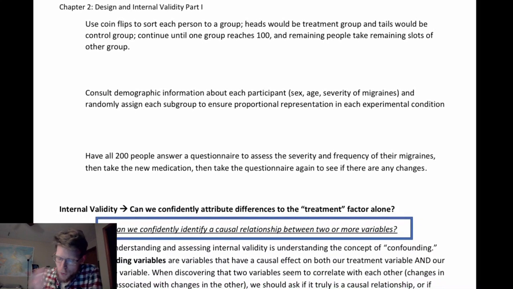All right, use coin flips and sort each person to a group. Heads would be the treatment group, and tails would be the control group. Continue until one group reaches 100, and the remaining people take the remaining slots of the other group. So I actually mentioned this before. This was one way I mentioned how you could randomly assign, but this is random assignment, which would make this a randomized controlled experiment, or randomized control trial.